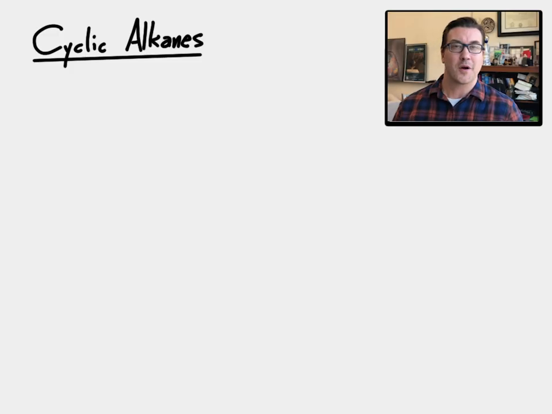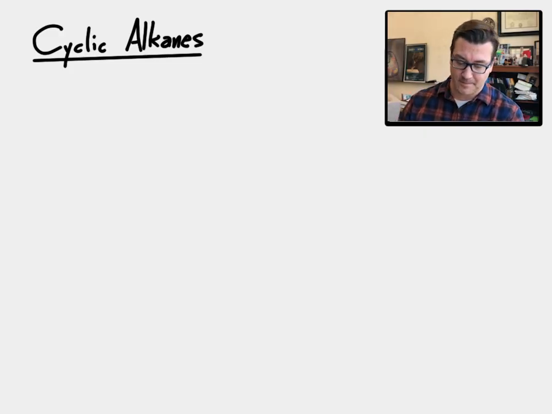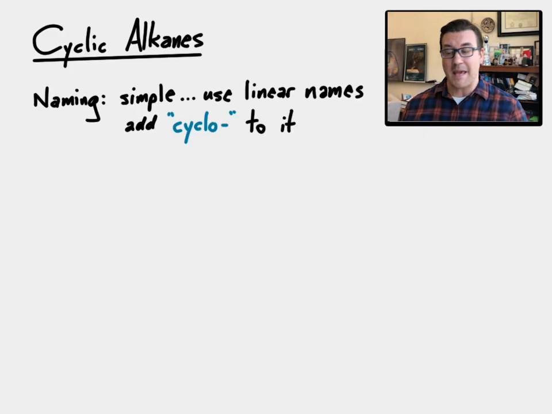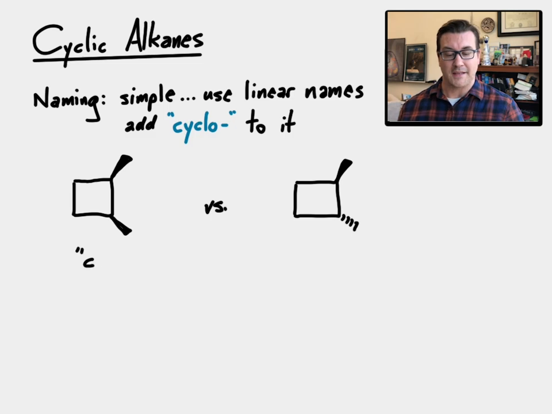In today's video, we're going to be talking about cyclic alkanes. So the naming of cyclic alkanes is actually quite simple. All you have to do is take the linear name based on the number of carbons and add the word cyclo to it. So if you had a four-membered ring, that'd be a butane, you could simply call this cyclobutane.